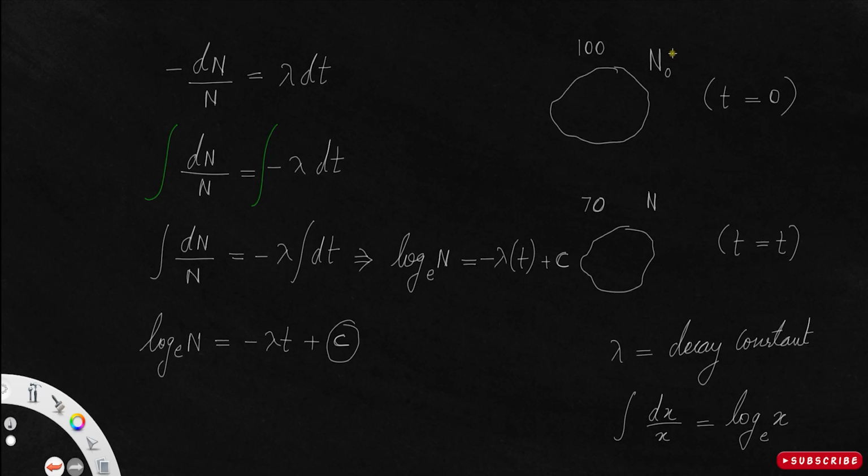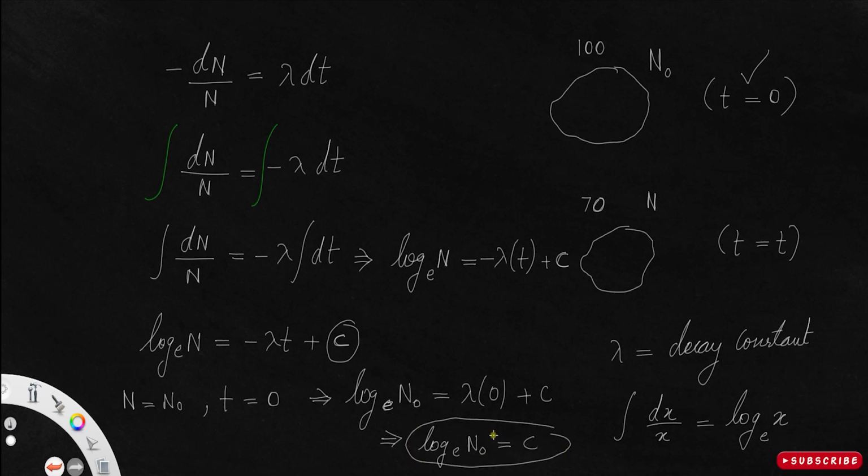For that, we can take the initial condition. That is, when t equal to 0, we have n equal to n0. I can substitute these values in this equation. So log e n0 is equal to lambda into 0 plus c. So I'll get log e n0 equal to c.